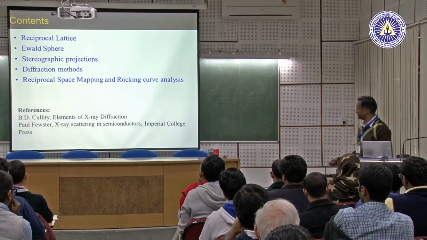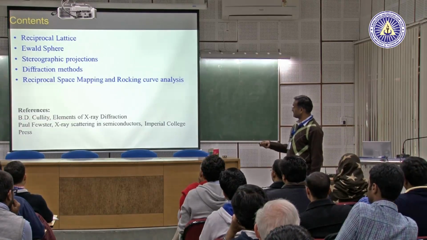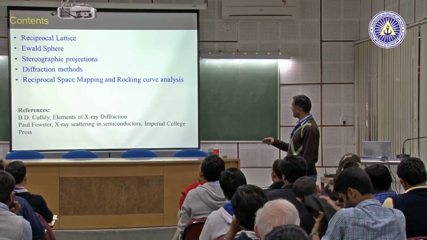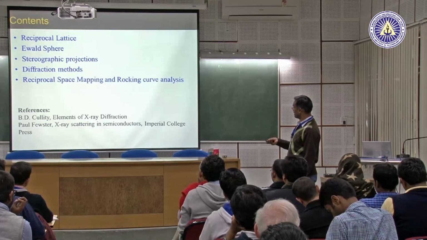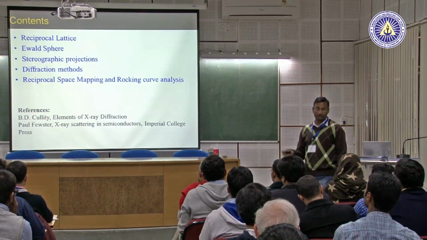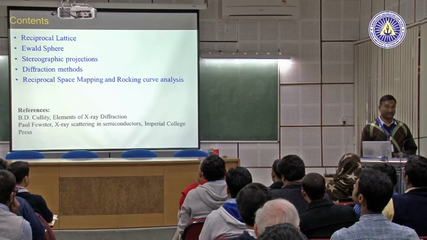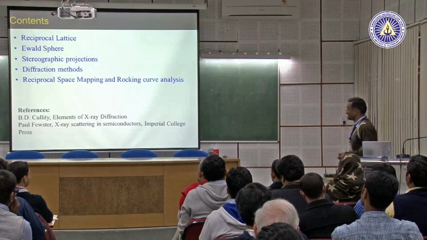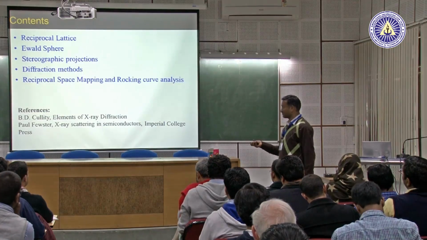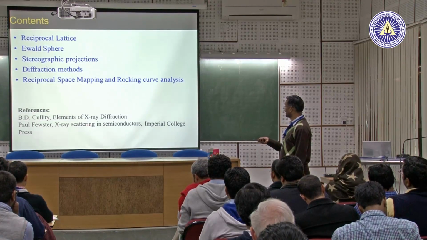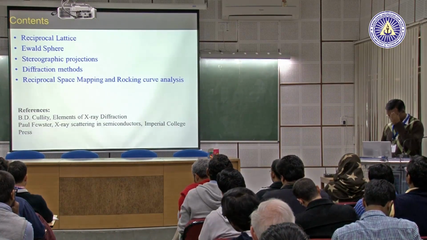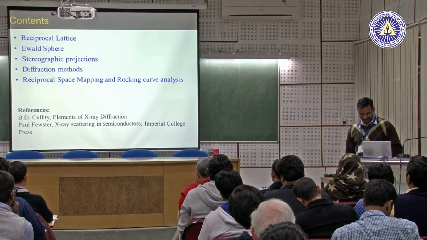So there are no books available as such, but for conventional X-ray diffraction, of course, you can go to B.D. Cullity, Elements of X-ray Diffraction. And for reciprocal space mapping and rocking curve, one of the good references I could find is by Paul Fewster. In fact, Paul Fewster is the father of reciprocal space mapping in some sense, because he has worked extensively on this technique. He is from the Panalytical Research Lab or Philips Research Labs in UK, and he has written this book, X-ray Scattering from Semiconductors, which is available on the internet as well as in print.